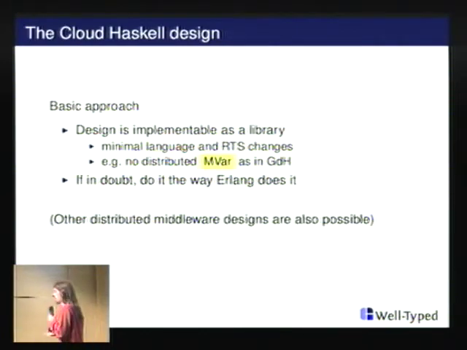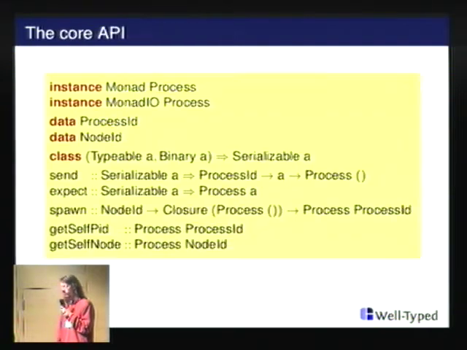So the basic approach of Cloud Haskell is that the design is such that it can be implemented as a library. This is one of the key breakthroughs in design. So it doesn't require lots of runtime system modifications. In fact, it doesn't require any runtime system modifications. And the other part of the design principle, if you like, was, if in doubt, do it the way Erlang does it. Other distributed middleware designs are possible, like we saw HdpH mentioned earlier, and Metaply. So this is in the same kind of area.